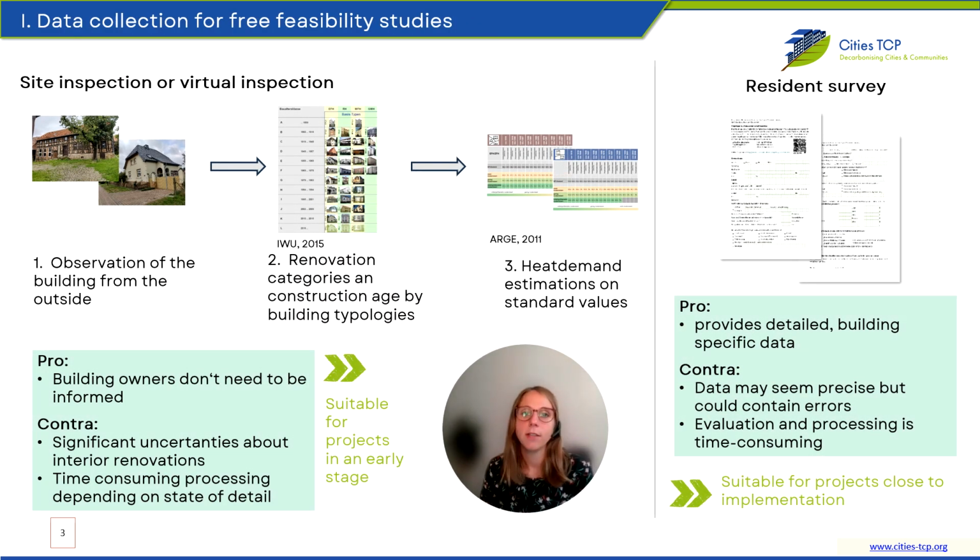In a relatively early stage of feasibility studies, analog or virtual site inspections must be used. Using building typologies from the technical literature, it is possible to determine the age of the building and its renovation state, as well as the heat demand characteristics.